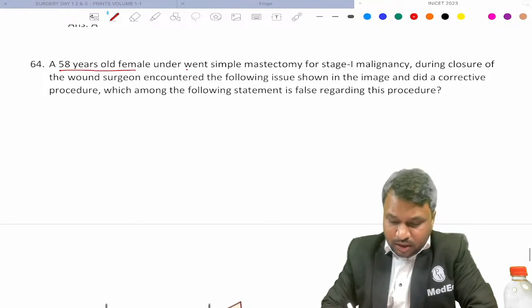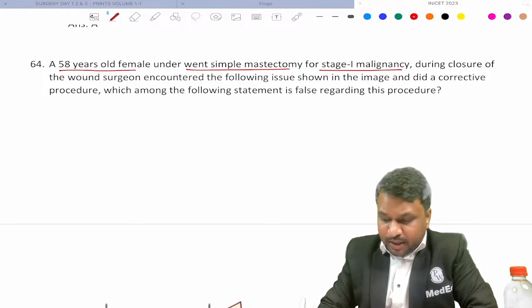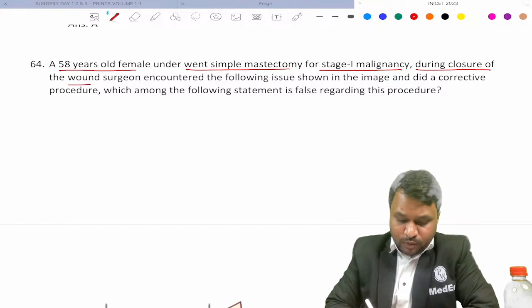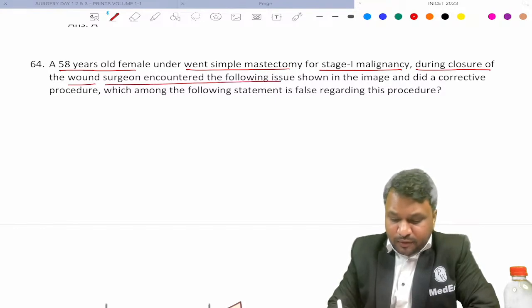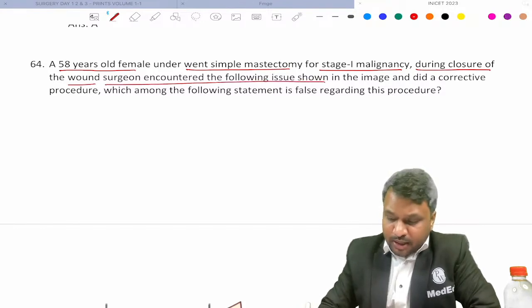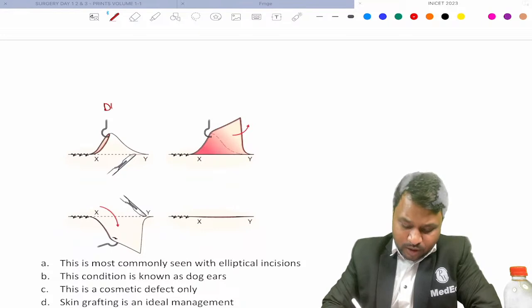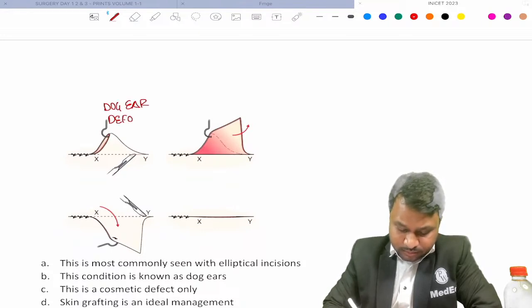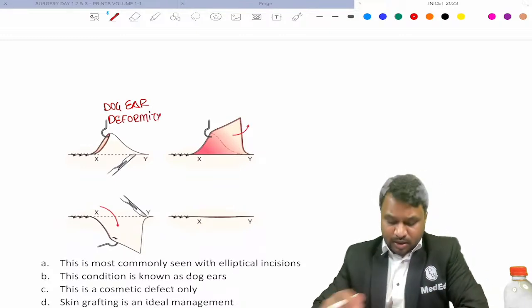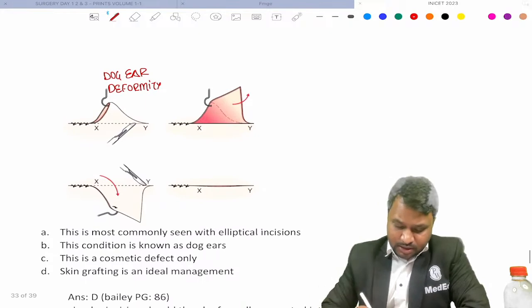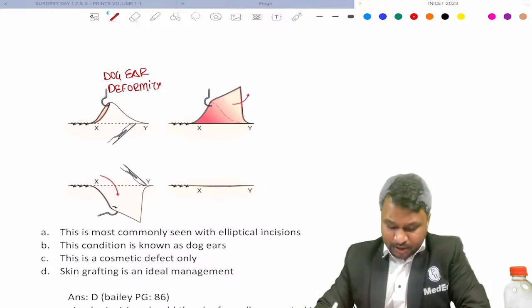A 58-year-old female underwent mastectomy for stage 1 malignancy. During closure of the wound, the surgeon encountered the following issue shown in the image and did a corrective procedure. Which of the following statements is false regarding this procedure? What is this? This is excessive skin. This is what we call dog ear deformity. This is most common with an elliptical incision.